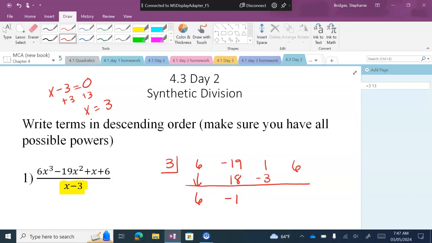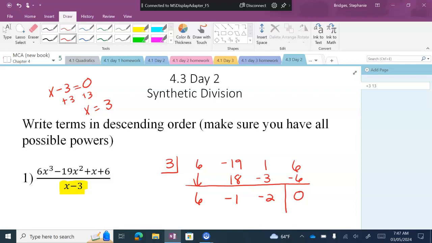Everybody good with that? Then we add again. What is 1 plus negative 3? Negative 2. Okay. Then we repeat the process. We take the 3 and we multiply it by negative 2. What's 3 times negative 2? Negative 6, and that goes under the 6. This last part, I always put a little line because that last part is going to be my remainder. What is 6 plus negative 6? 0, okay, which means I don't have a remainder for this question.